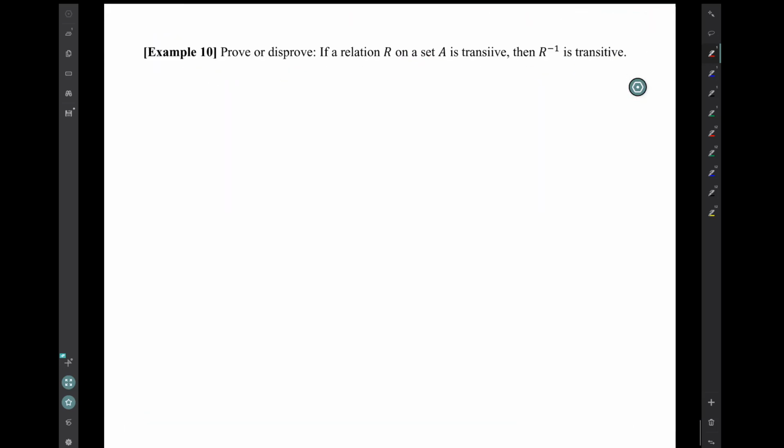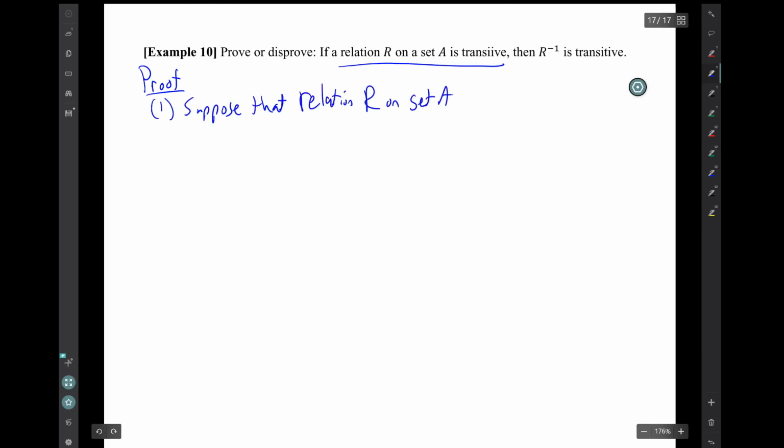One more example. Prove or disprove. If a relation R on a set A is transitive, then R inverse is transitive. Well, this is actually true as well. Let's prove this. Let's do a direct proof. So we suppose that a relation is transitive. So that's a generic particular element. And we have to end by saying that R inverse is transitive.